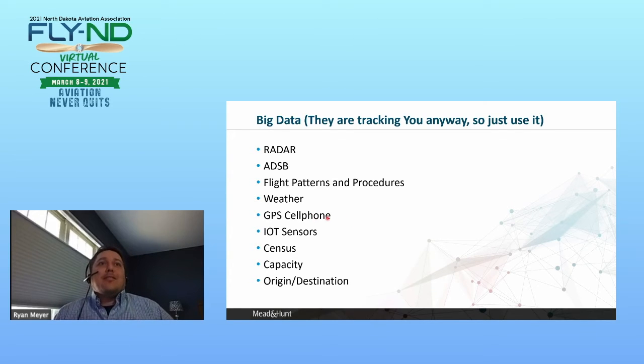The next thing is looking at this GPS data coming out of your cell phone and all of these Internet of Things sensors. So you're being tracked as your phone is pinging in and checking into other things, and all these sensors that people are putting into airport terminals just to better serve the public are collecting more data. You can start layering that in with census data and start looking at capacity information and pulling in data sets for origin and destination and TSA information. There's quite a bit out there.